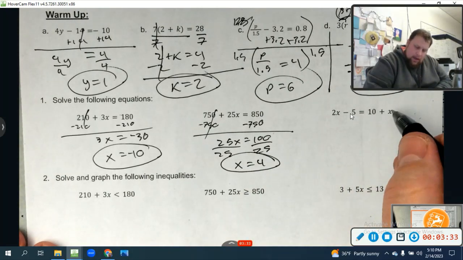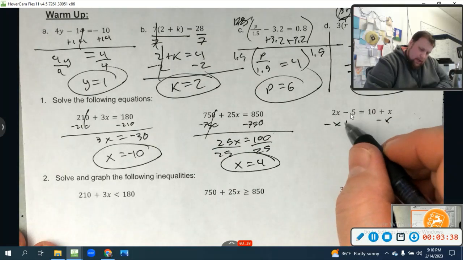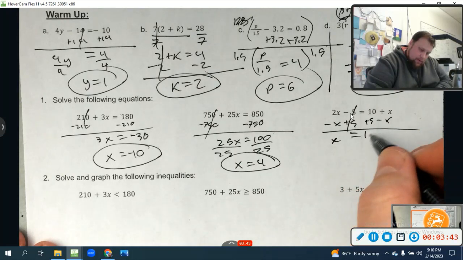And this last one right here, I'm going to subtract x from both sides and add 5 to both sides. Get x equals 15. That's it.